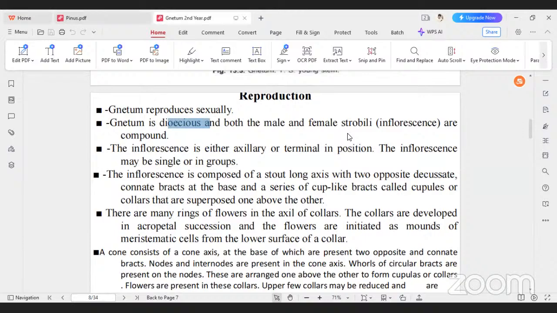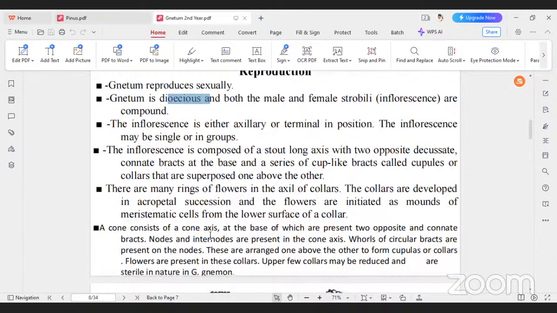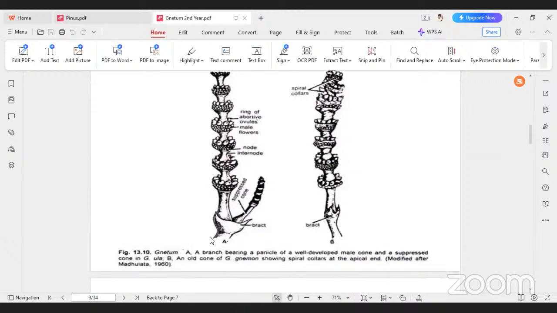Dioecious, and both the male and female strobilus inflorescences are separate. Monoecious means both are on the same plant, but here they are different. This inflorescence may be either axillary or terminal. That's not important. The inflorescence is composed of a strong axis with opposite decussate connate bracts forming a cup-like structure called cupule. Let's discuss one, for example this A.